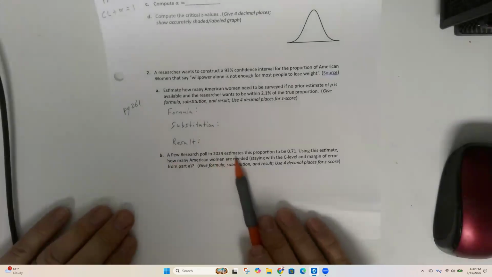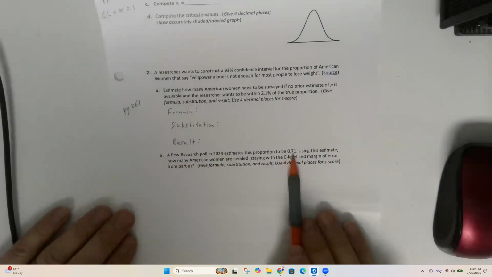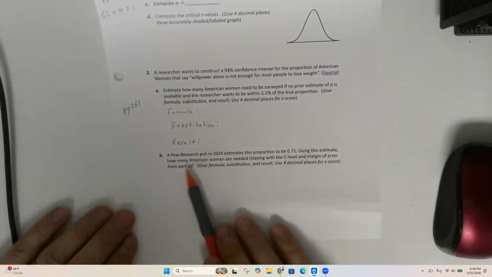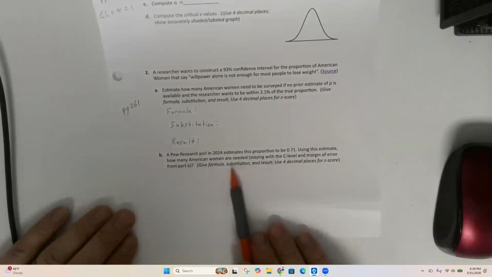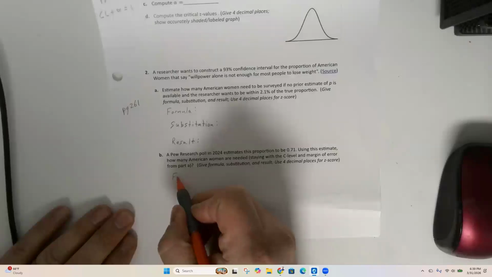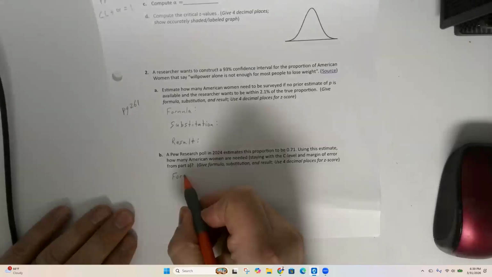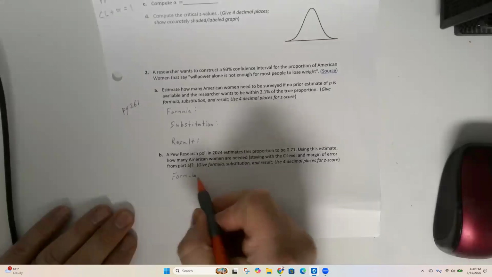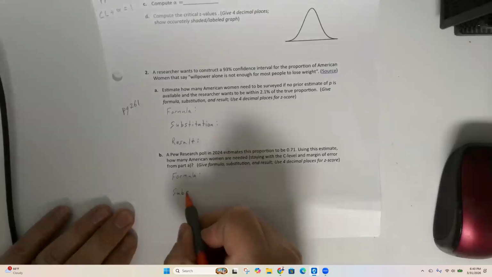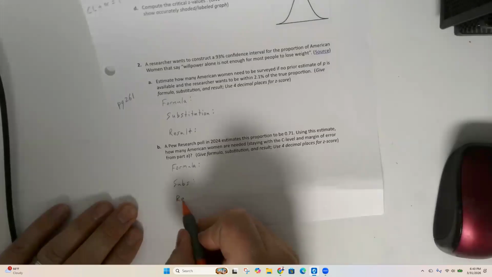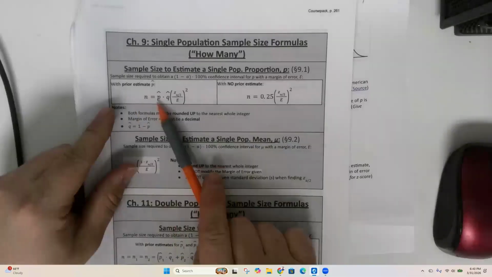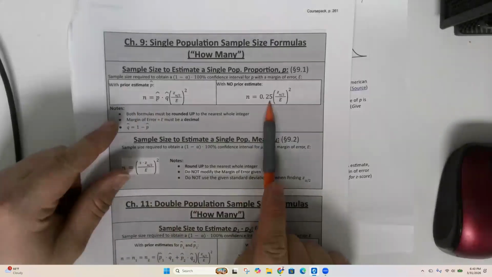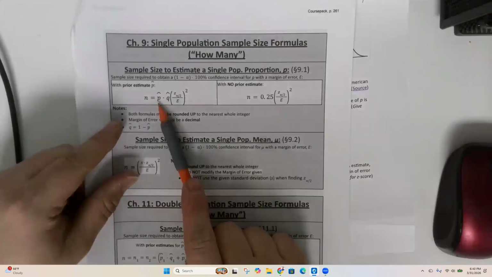A Pew Research poll in 2024 estimates this proportion to be 0.71. Using this estimate, how many American women are needed? So same thing, we want to give the formula, substitution, and a result, okay? But this time we have a prior estimate, so that's going to be this one, okay? So if you have no prior estimate, we do 0.25. With a prior estimate, we do this one, okay?